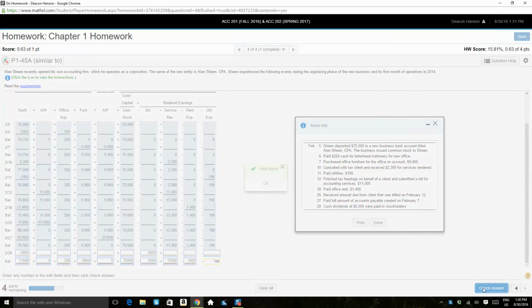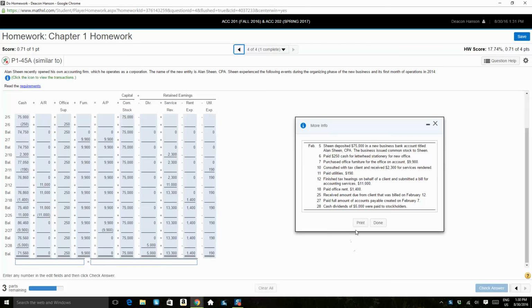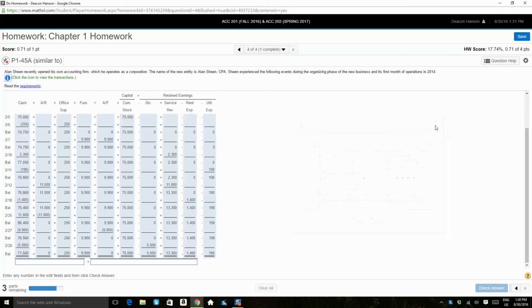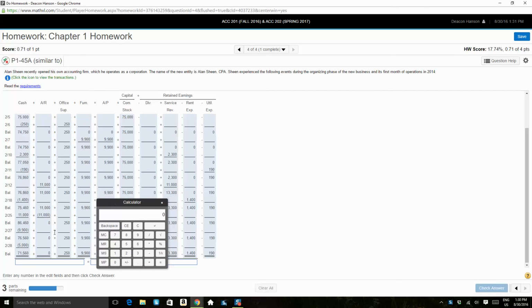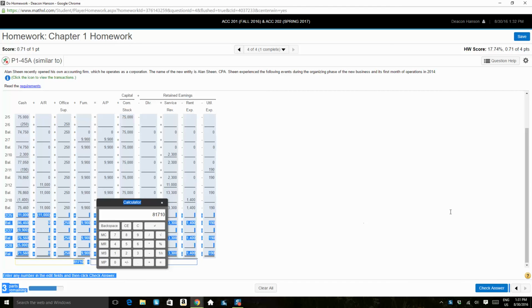Then, finally, we've recorded all of these transactions. Let's add everything up on the left side. So 71,560 plus 250 plus 9,900. Real quickly, I'm going to do the left side here. I'm adding up these four numbers. Well, there's a 0 there. Okay, 71,560 plus 250 plus 9,900. That gives me 81,710. So I'll put that in there. That's the total of the left side.